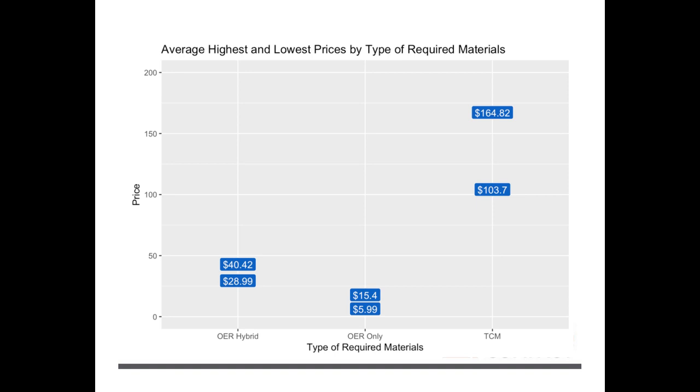This is the average highest and average lowest prices by type. So on the right here, you can see TCM, the average highest price is about $164, and the average lowest price that these materials were available through the bookstore for being about $103. The center column here is OER only, where there's no associated homework or practice platform, where the highest average price was a little over $15, and the lowest average price was about $6. And then OER hybrid on the far left is showing you, again, OER that are assigned in conjunction with some kind of homework platform, where the highest average price was about $40 and the lowest average price was about $29.